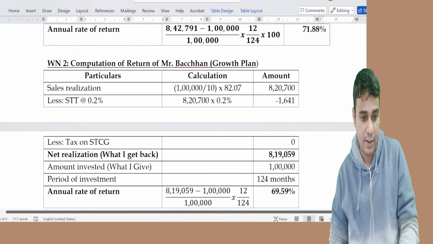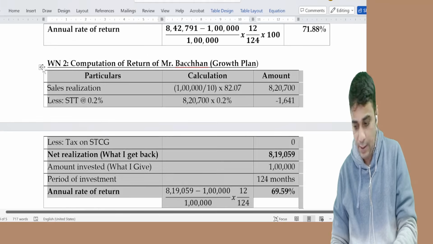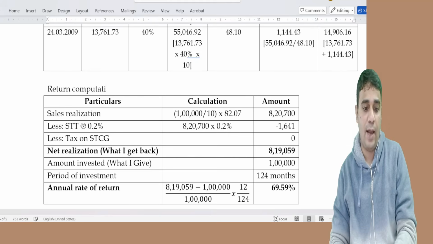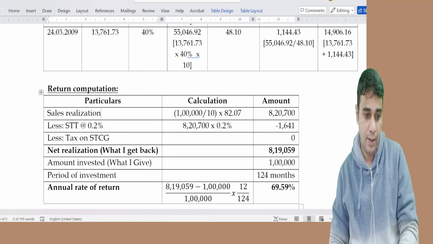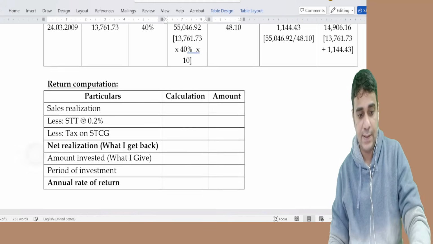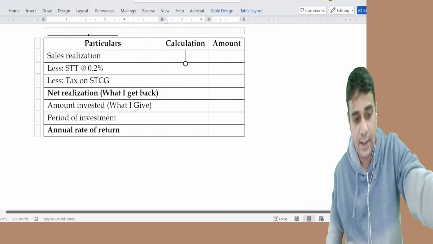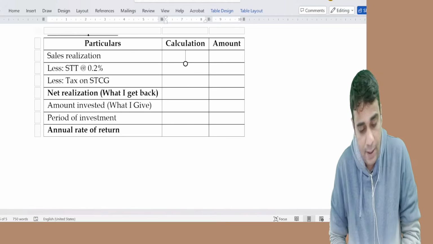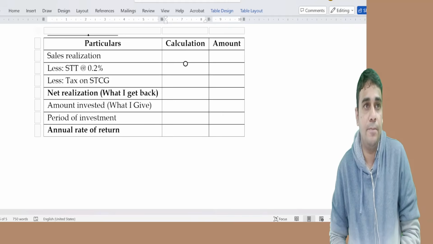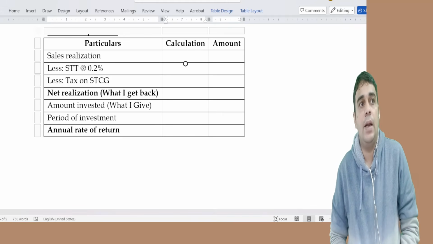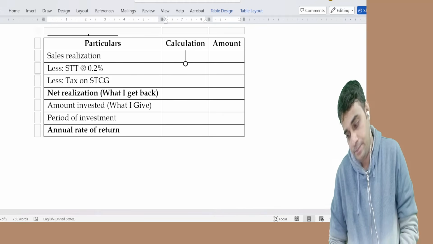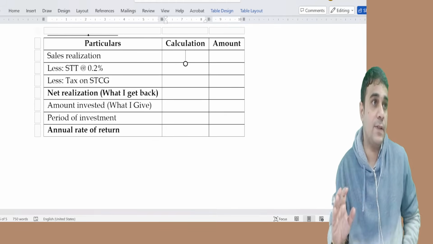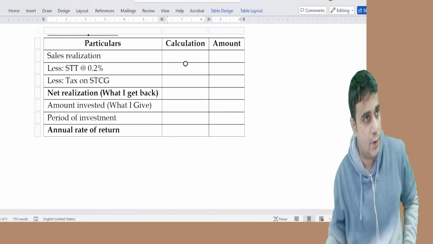Next, same table. Return computation. As of now, we are ignoring time value of money in the calculation. Return computation: sales realization, STT, tax on STCG, net realization, amount invested, period of investment, annual rate of return. In the computation, time value of money is ignored. The reason is very simple, to keep the calculation simple. Otherwise, you will have to do IRR, which is a time consuming calculation.